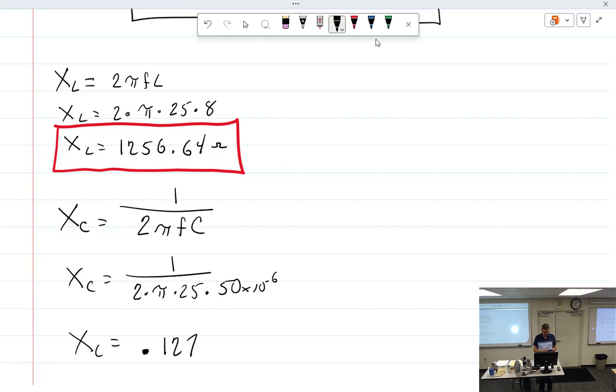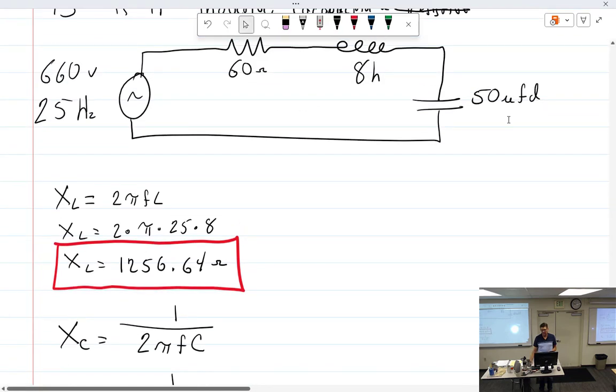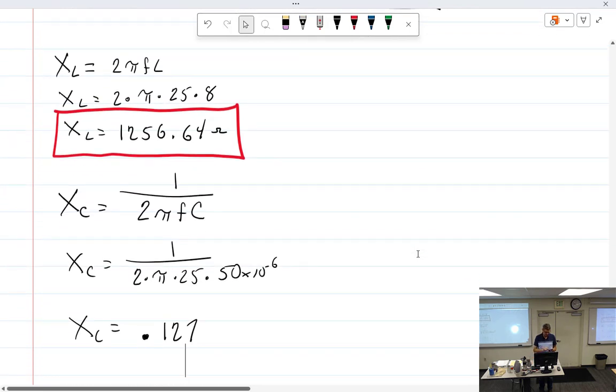Did you do 2 times pi times 25 times 50 micro? Maybe you didn't put it in parentheses. I don't know what I did wrong. No, I didn't put in parentheses either time. Don't need to. 127.32.